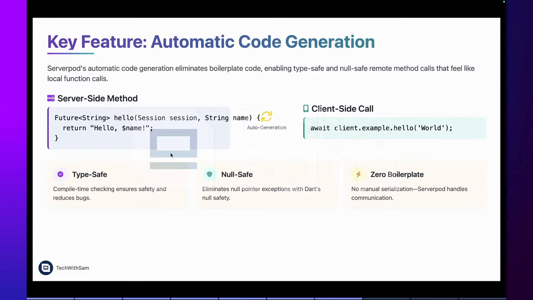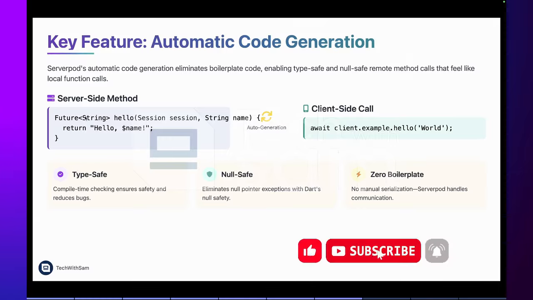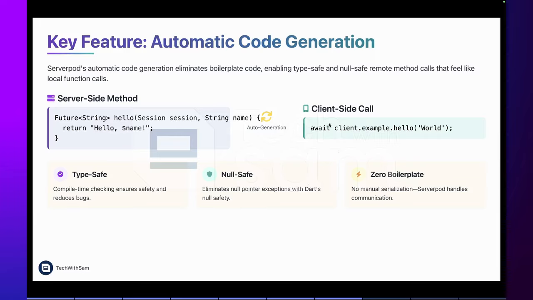So Serverpod automatic code generation eliminates boilerplate code, enabling type-safe and null-safe remote method calls that feel like local functions. So we have the example here: server code methods, and the client-side code. Once you write the code, you auto-generate it, and then you have the example here. So it's type-safe, null-safe, and zero boilerplate.